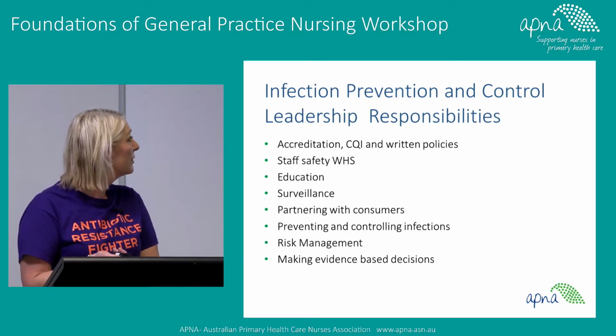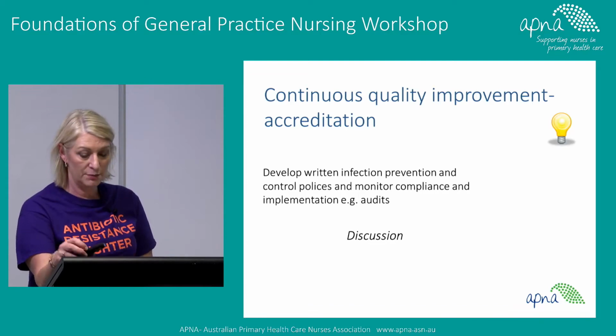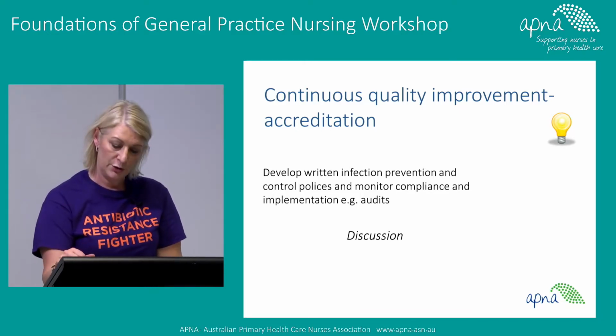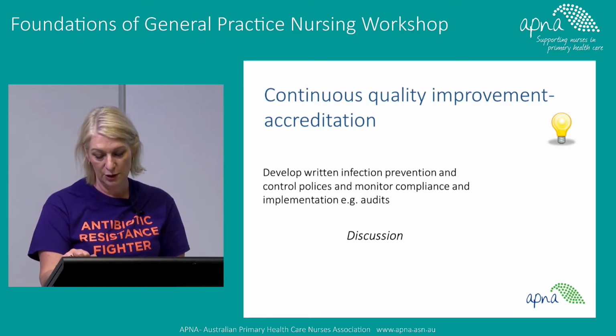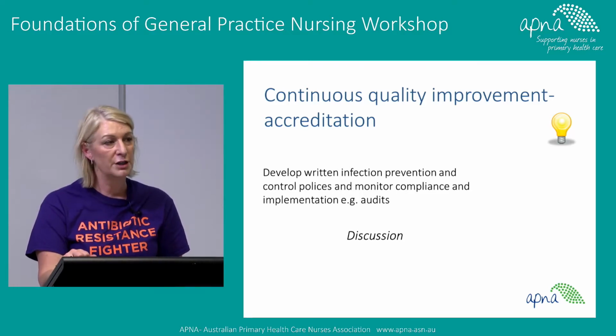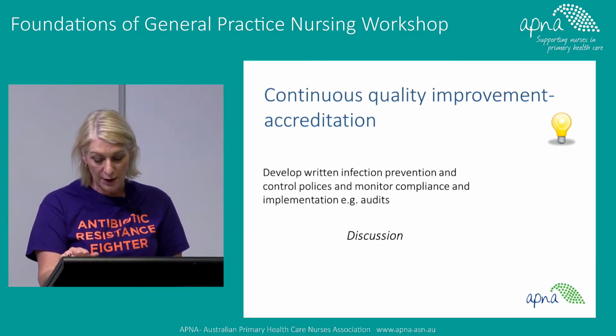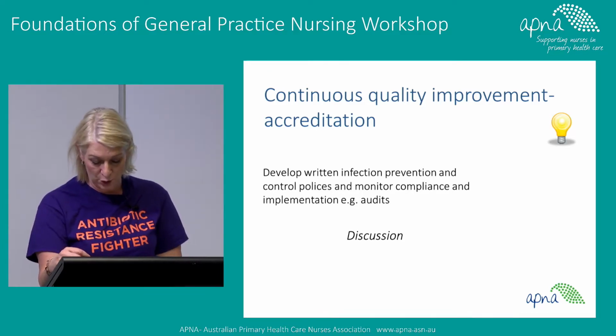So let's start off with the first one, accreditation and quality improvement. Generally, we've talked a lot about accreditation. We're not going to cover that, but we are going to talk about one of the main activities that you will be asked to do, and that's writing your policies and procedures around infection prevention and control. And also perhaps doing audits.